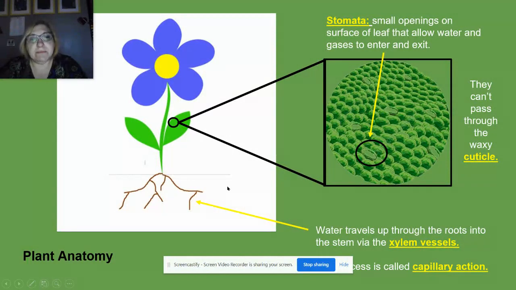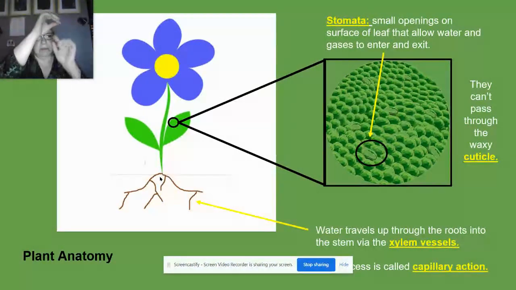And then at the bottom, the water travels up through the roots, which are like blood vessels for an animal. Water travels up through these roots and gets up into the stem of the plant by a process called capillary action. I'm trying to think of a good example. If you ever take a straw or a coffee stirrer and put it down in a cup, the water goes up into the straw a little bit, sometimes even above the water level in the cup. That is called capillary action.